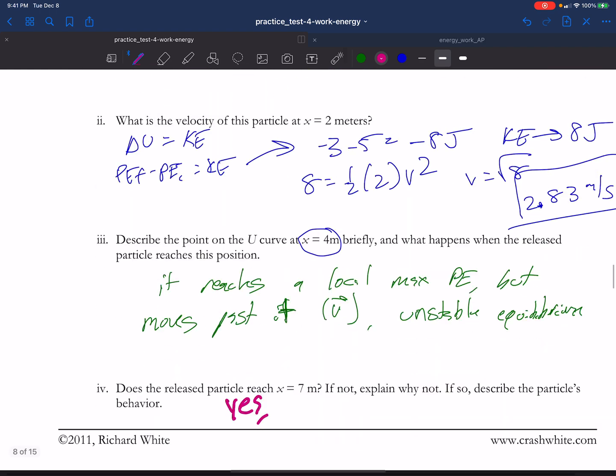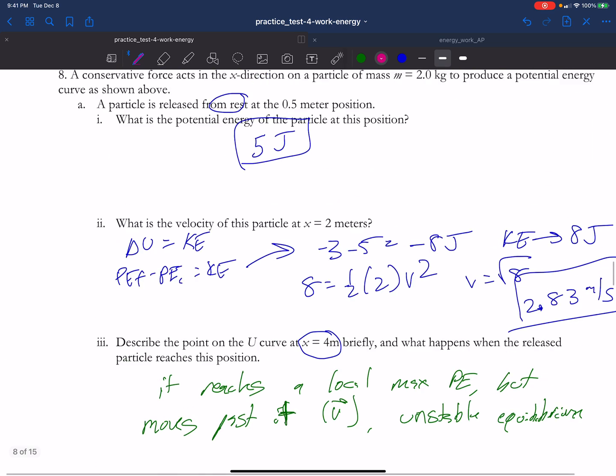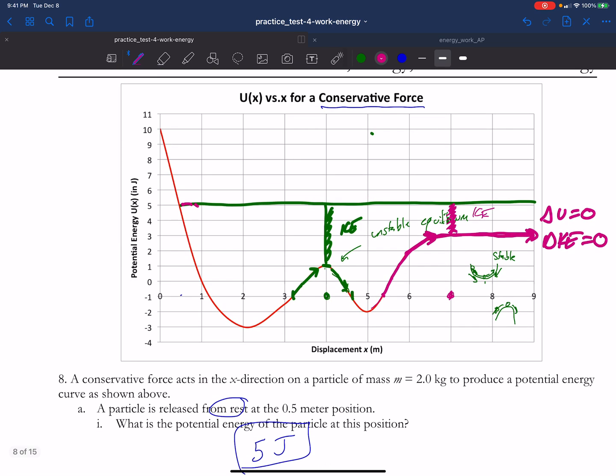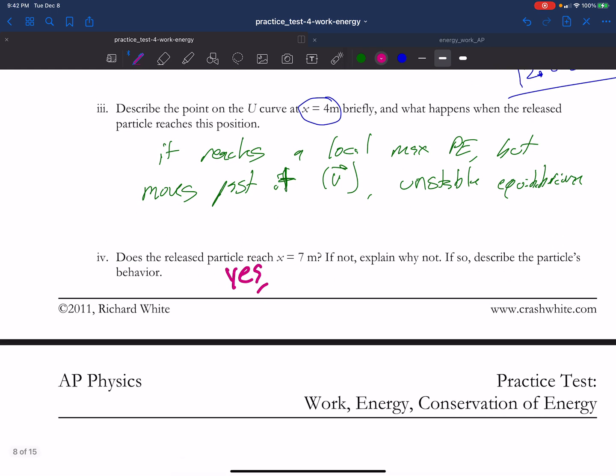So, okay, just double check. Yes, it describes the particle's behavior. So the object at 7 is going to move at a constant velocity. So yes, it reaches it and moves at a constant velocity.